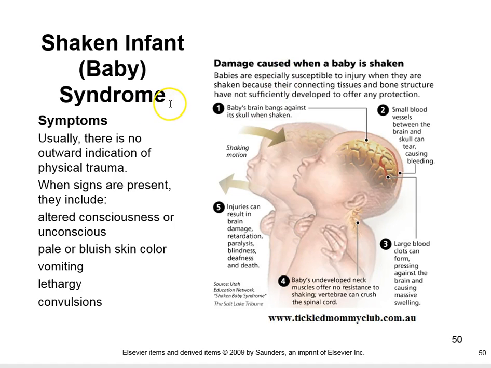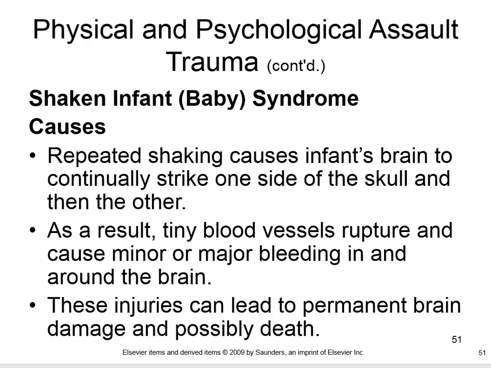In shaken baby syndrome, usually there is no outward indication of physical trauma. When signs are present, they include altered consciousness or unconsciousness, pale or bluish skin color, vomiting, lethargy, and convulsions. Repeated shaking causes the infant's brain to continually strike one side of the skull and then the other. As a result, tiny blood vessels rupture and cause minor or major bleeding in and around the brain. These injuries can lead to permanent brain damage and possibly death.